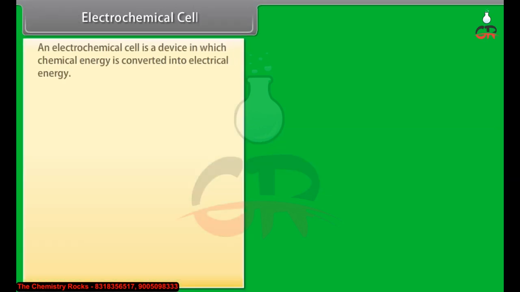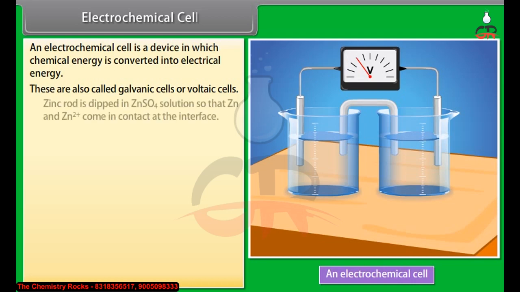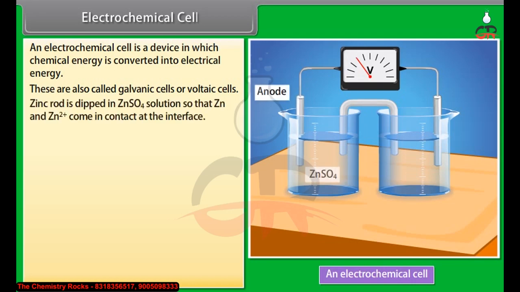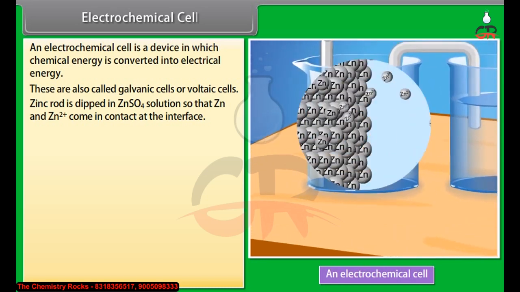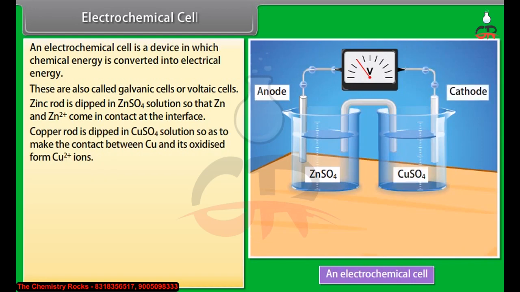Electrochemical cell. An electrochemical cell is a device in which chemical energy is converted into electrical energy. These are also called galvanic cells or voltaic cells. Let us consider the redox reaction between zinc and CuSO4 solution. Zn and CuSO4 solution are taken in separate vessels. Zinc rod is dipped in ZnSO4 solution so that Zn and Zn2+ come in contact at the interface. Copper rod is dipped in CuSO4 solution so as to make the contact between Cu and its oxidized form Cu2+ ions.